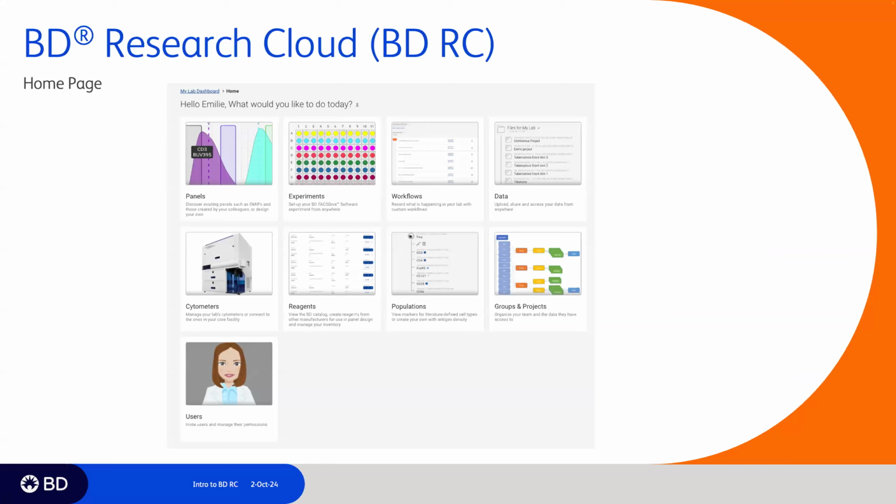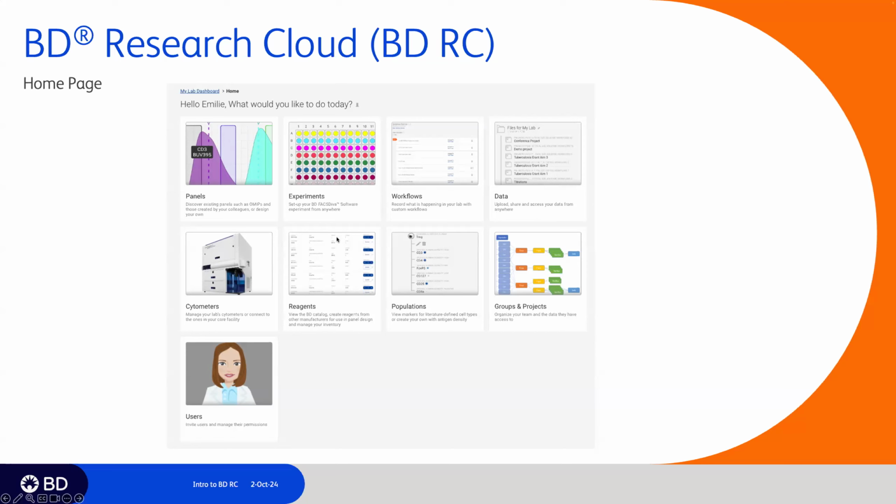Once you're logged into BD Research Cloud, this is what you see, the home page with the different sections of what you can do. In the panel section, you can view panels or create panels. In experiments, this is where you can view or create FACSDiva experiment templates. You can perform workflows or create workflows here, upload your data and organize it in different projects. The cytometer section is where you can connect to other people's cytometers or upload your own.